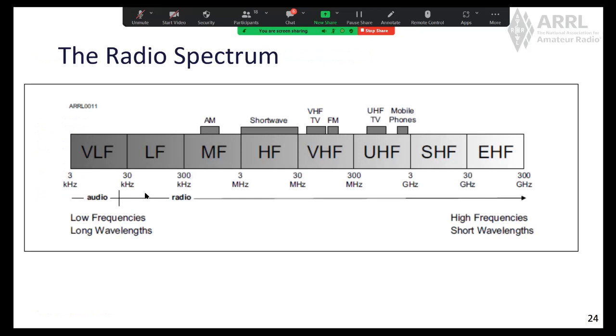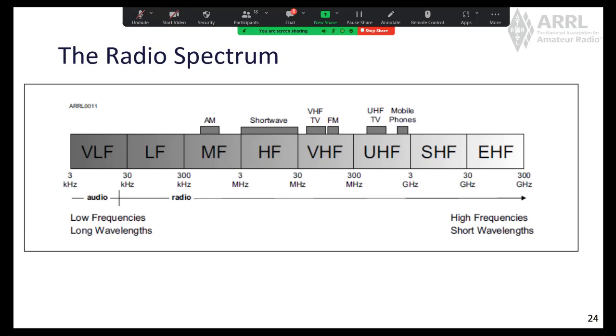The radio spectrum. This is the way in which they divide the radio spectrum, and they use a multiple of 10. And they say that the audio frequencies go up to 20 kilohertz, and above there you start getting into radio. But they call the frequency from 3 kilohertz to 30 kilohertz very low frequency. Then 30 kilohertz to 300 kilohertz is low frequency. And then 300 kilohertz to 3 megahertz is medium frequency.